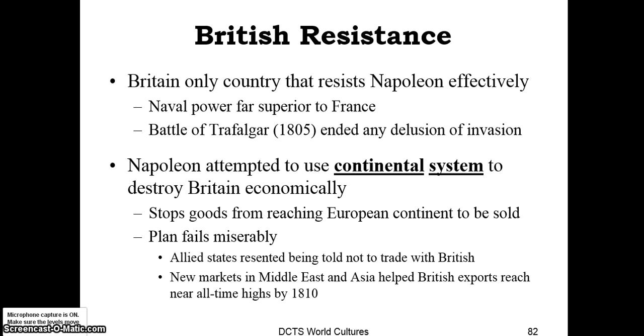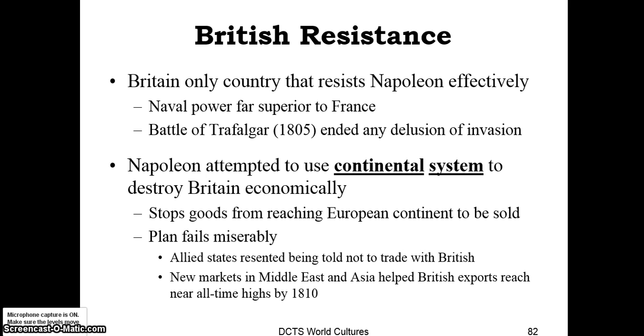British resistance: Britain is the only country that resists Napoleon effectively, and that's essentially because they're an island. He has no real means of getting there besides boat, and Britain has a very effective navy. As you can see, they are far superior in the naval aspect. And this battle in 1805 is essentially going to end any delusion that France has of invading England. The British Navy is just going to cream the French Navy. There's not even going to be a chance for the French to take over.